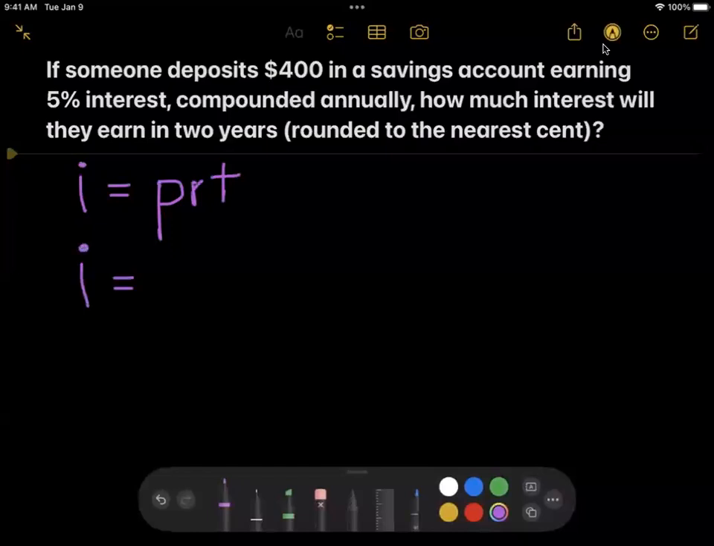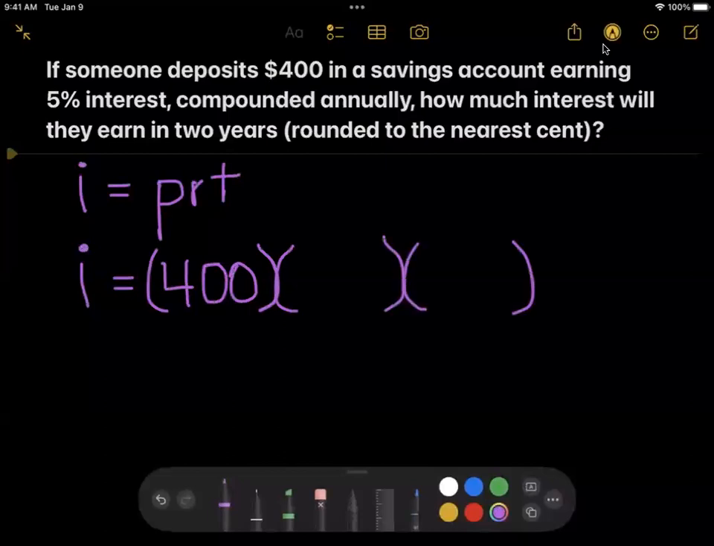So I'm going to rewrite the formula and plug in the information that we know from the problem. So we don't know the interest yet. That's what we're looking to figure out. But we do know that the principal, or the amount that the account starts with, is 400. So I'm going to go ahead and put that in there. We're going to times that by the rate and the time.